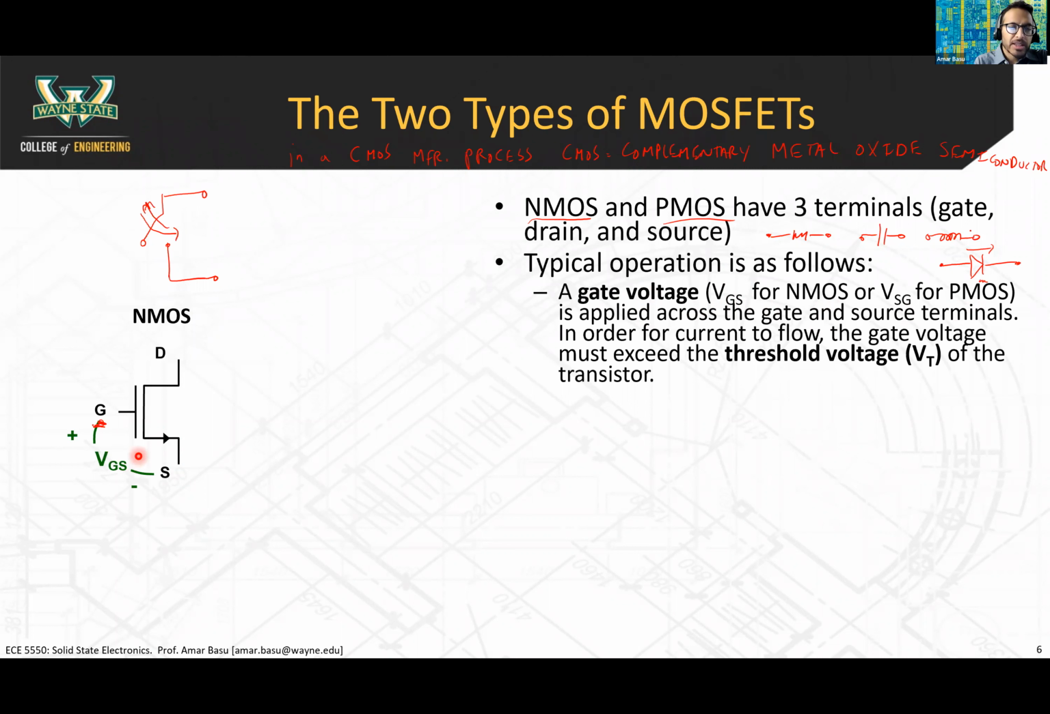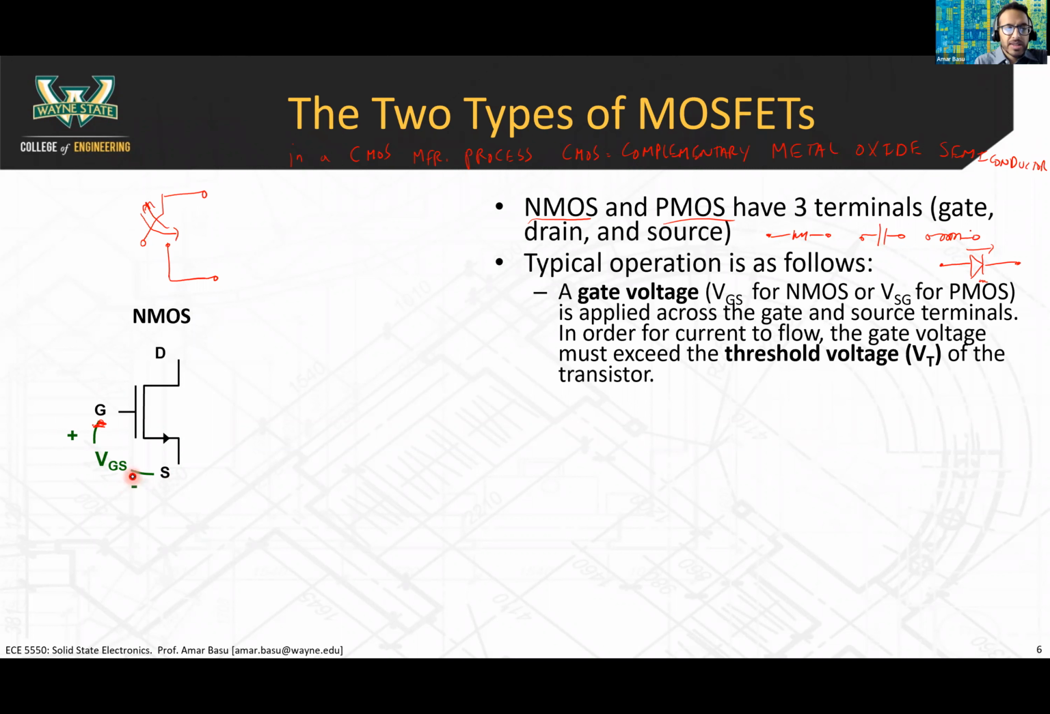Now, I know I just said you apply a voltage to the gate. The intuition I would like you to have is that you do apply a voltage to the gate, but remember, voltages have to be applied between two terminals. You can't apply just a voltage to one terminal. So in an NMOS device, that voltage is applied between the gate and the source. The gate has a positive voltage, and the source has the negative side of the voltage.